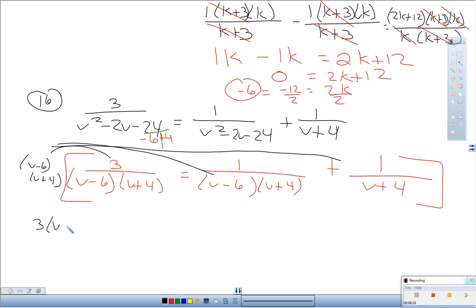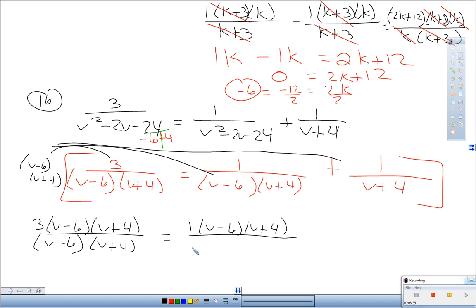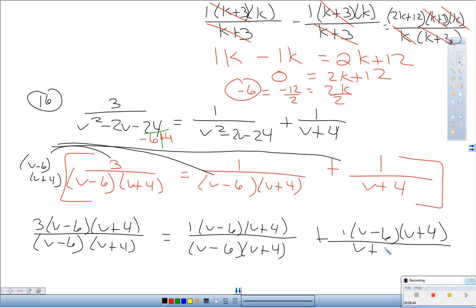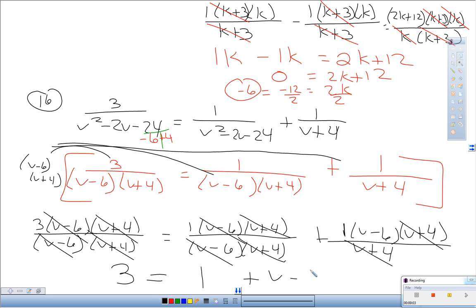So I'm going to have 3 times v minus 6 times v plus 4 over v minus 6 times v plus 4 equals 1 times v minus 6 times v plus 4 over v minus 6 times v plus 4 plus 1 times v minus 6 times v plus 4 over v plus 4. In the first one, again, it looks worse before it looks better. Look at all this stuff: it all crosses out except for that 3. In the middle one, it all crosses out except for the 1. And then in the last one, the v plus 4s cross out, and that leaves me v minus 6.